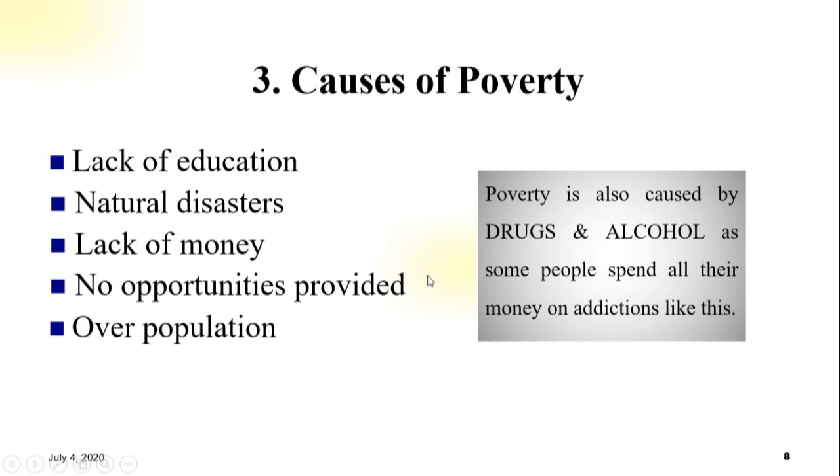And one more point, talk about causes of poverty. There are 5 points in here, and before I explain all these points, I want to tell you about poverty. Poverty is also caused by drug and alcohol, and not only the poverty is like I present you in the first slide, but in here I want to add one more poverty definition. Poverty is also caused by drug and alcohol, as some people spend all their money on addiction like this. Poverty can be caused by drug and alcohol as well.